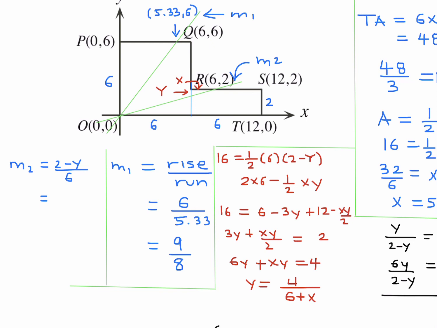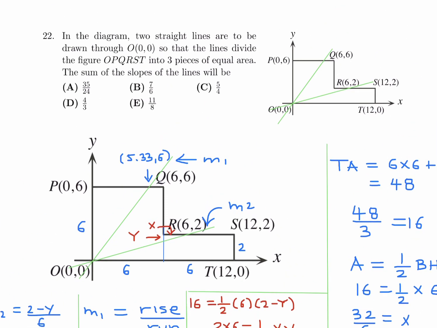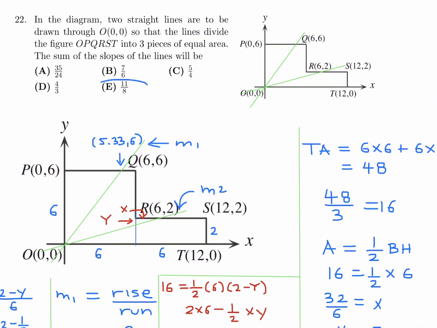So 2 minus y, well, y we just figured out was a half. So this is going to be 2 minus a half over 6. And that's 3 over 2 over 6, and therefore this is going to be 3 over 2 times 1 over 6, which is 1 over 4. And there we have it. We've got M2 equal to a quarter, M1 equal to 9 over 8. And they want the sum of those. So 9 over 8 plus 1 over 4. If you add them up, it's 11 over 8. So number 22, the answer is E.